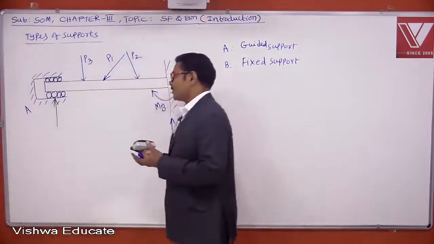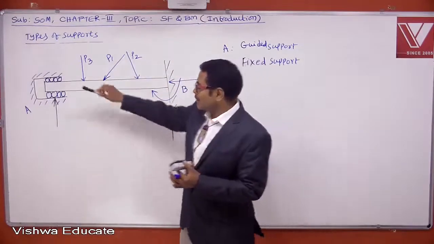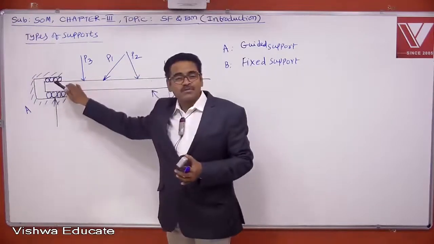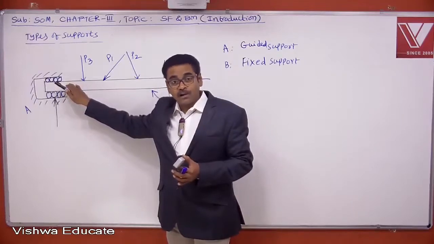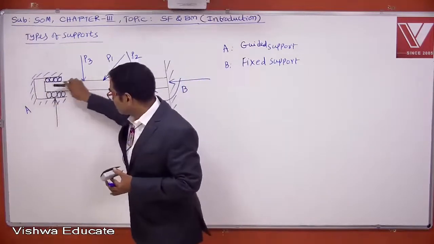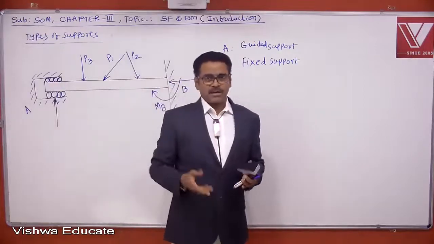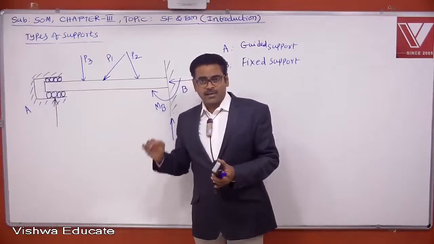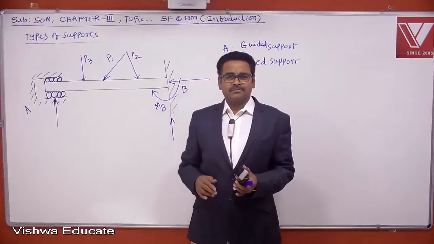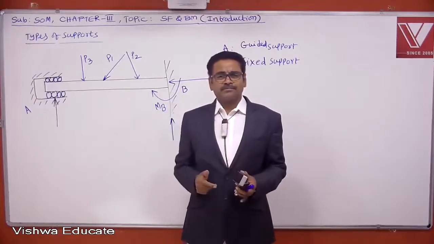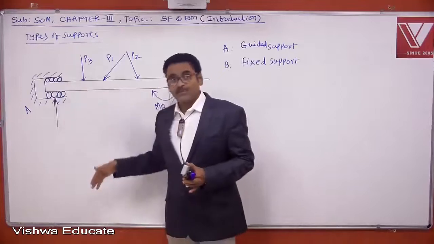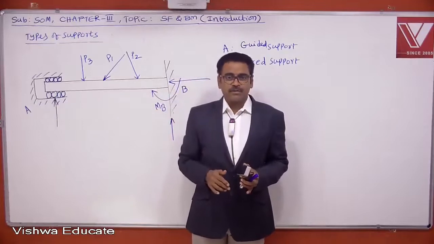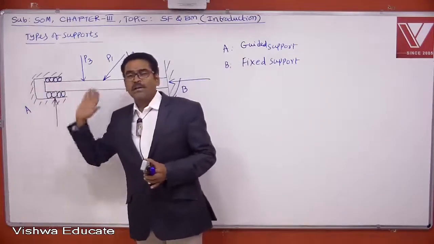Then what about displacement of the beam parallel to the length? Currently the beam is like this. If this beam wants to displace towards the left, the guided support will not resist. The guided support allows it. So here some gap will be left, and in this gap the beam can displace, can expand or contract. So the guided support will not resist displacement of the beam parallel to the length of the beam. Since it is not resisting displacement parallel to the length of the beam, no reaction will be induced parallel to the length of the beam. There shall not be any reaction parallel to the length of the beam.